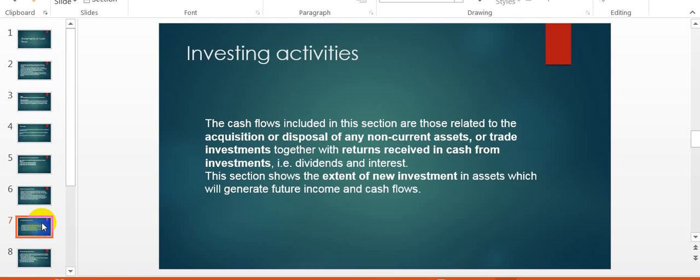So if we've disposed, it means cash has come in. Usually the disposal will be given in the question, or you may have to work it out. You may be given the profit that you made when you disposed of an asset. Now remember, profit is not cash. How do you compute profit on disposal of an asset? It's disposal proceeds minus carrying amount of the asset equals profit or loss on disposal.